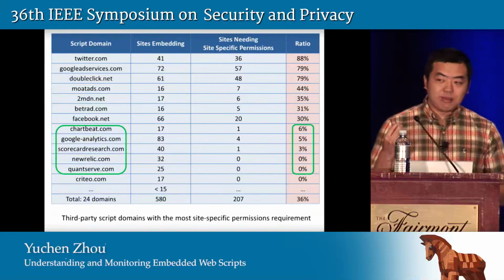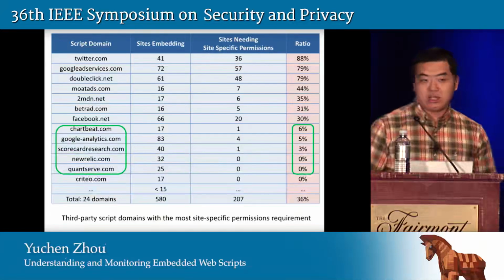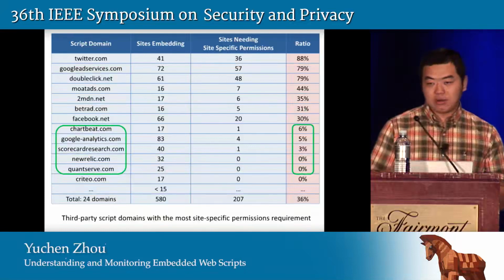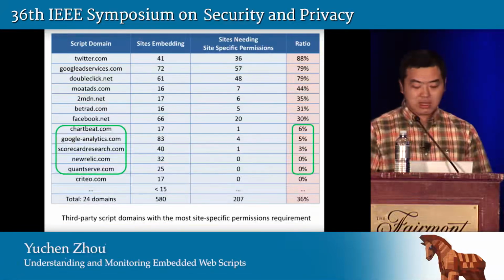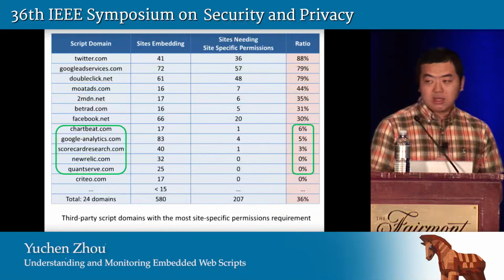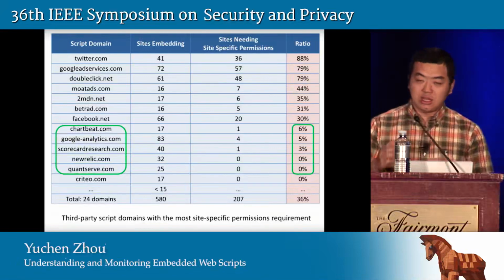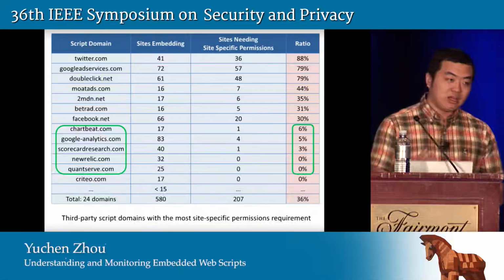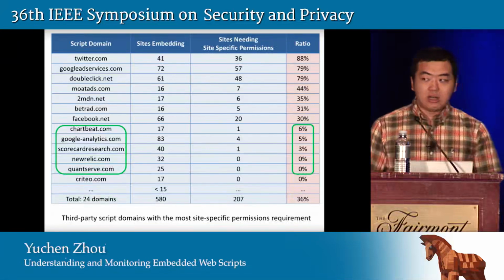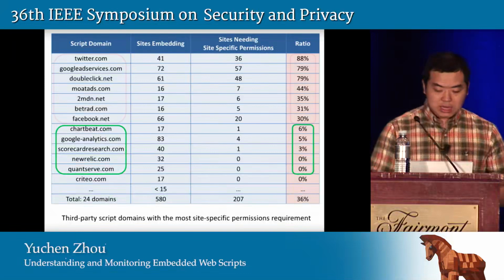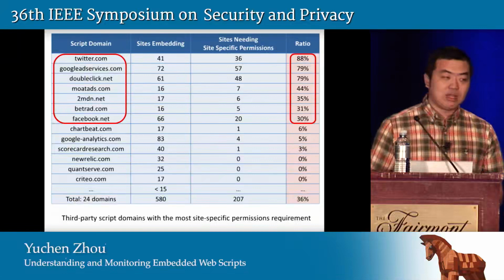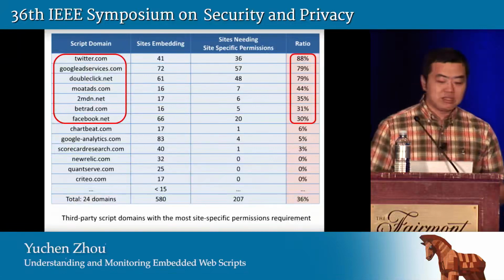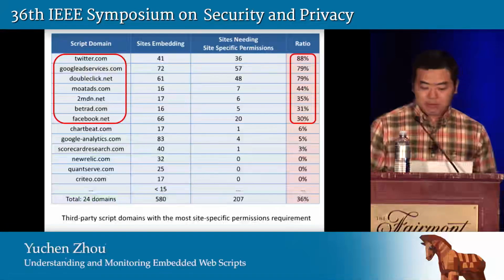We're only concerned about site-specific permissions here because the base policy for a script is basically a one-time effort that doesn't need a lot of site administrator effort, but the site-specific permissions would need each site to write their own. So analytics scripts do not require a lot of site-specific permissions, whereas the Google Ads or advertisement scripts in general, and the social network widgets, because they're embedded in different ways, require many site-specific permissions.